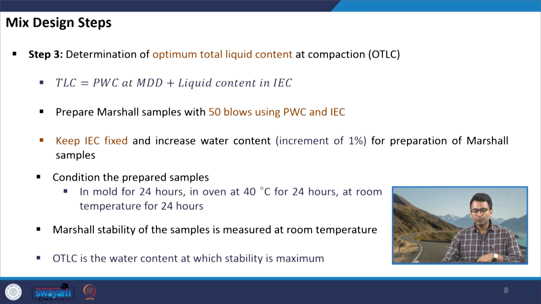In step 3, I have to determine the optimum total liquid content at compaction. What is total liquid content? Total liquid content is the pre-wetting water content which I have obtained using the maximum dry density, plus the liquid present in the emulsion also. So, this is the total liquid content which I have. Okay. But I have not yet determined the optimum liquid content. I have the total liquid content, which is the pre-wetting water content plus the liquid content in the initial emulsion.